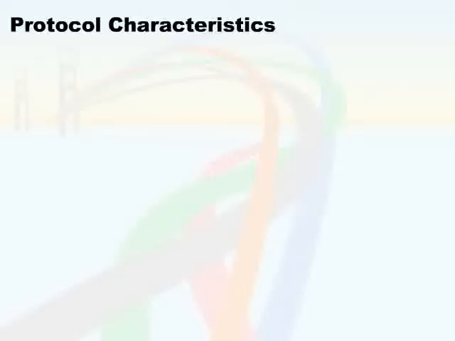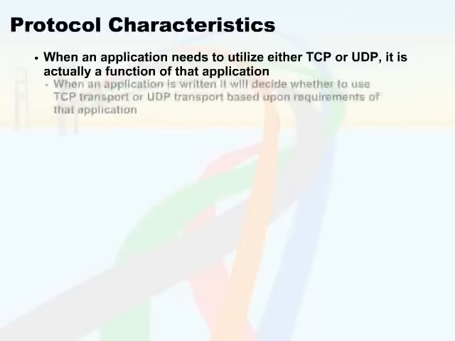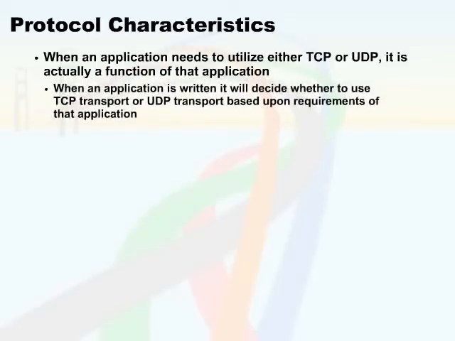When you're trying to master the TCP/IP protocol, a few things are very important to understand. Number one, when an application needs to utilize either TCP or UDP, it's actually a function of that application. It's not something that you get to choose. So when the application is written, it will decide whether or not to use the TCP transport or to use the UDP transport, based upon the requirements of that application.